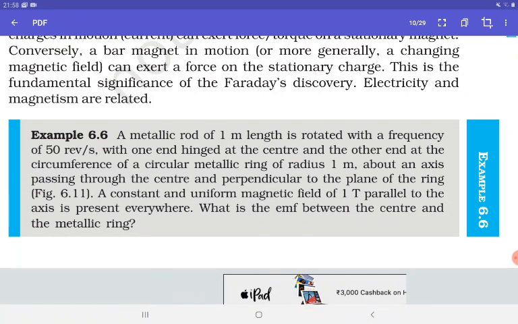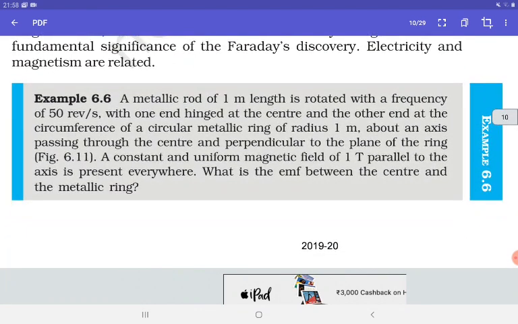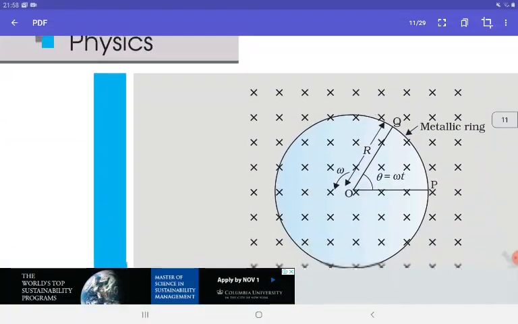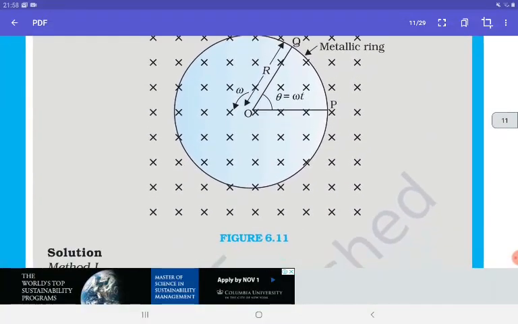Example number 6.6. A metallic rod of 1 meter length is rotated with a frequency of 50 revolutions per second, with one end hinged at the center and the other end at the circumference of a circular metallic ring of radius 1 meter, about an axis passing through the center and perpendicular to the plane of the ring. A constant and uniform magnetic field of 1 tesla parallel to the axis is present everywhere. What is the EMF between the center and the metallic ring? So here we are having the figure.